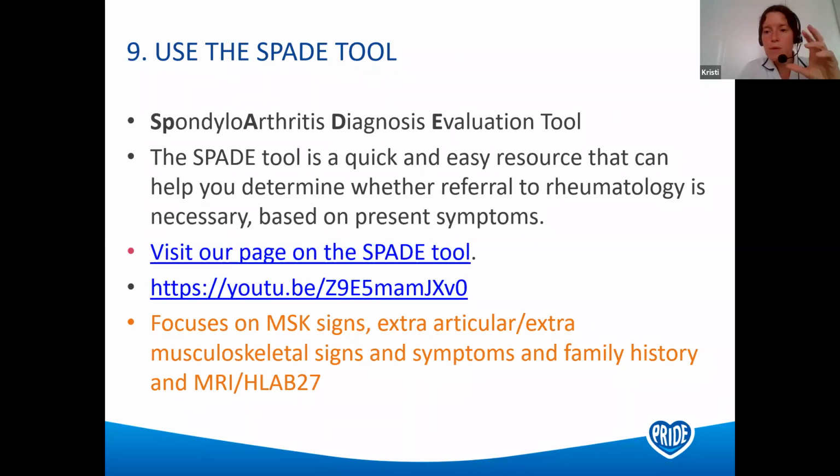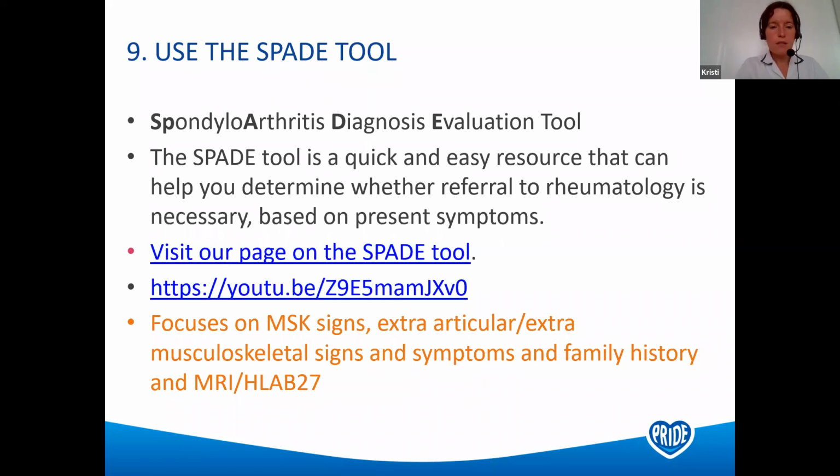It looks at lots of different signs and symptoms, and not everybody will have all of them, so you're building a picture all the time. You're building up your index of suspicion. These algorithms, the 8-point checker or the SPADE tool, are really nice ways to decide: okay, how much of this is enough for me to refer to rheumatology? The SPADE tool is a quick and easy resource to help determine whether you should refer on, or maybe explore other things first.